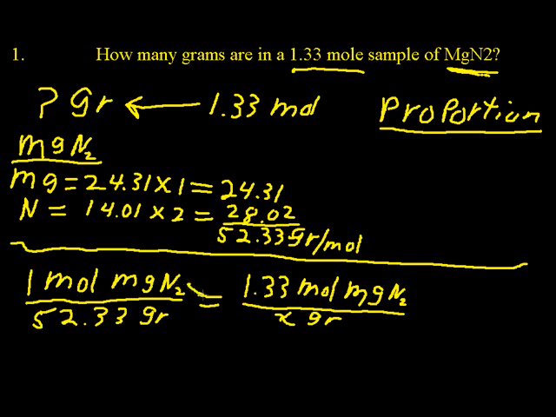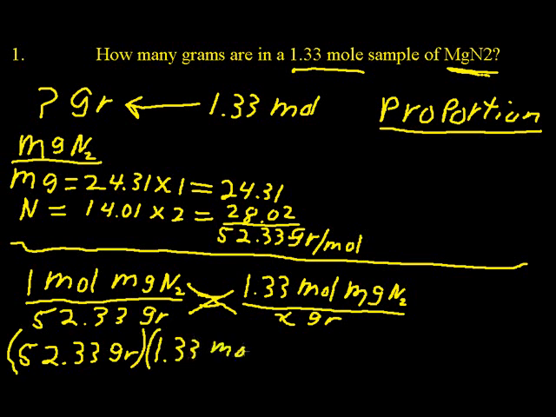And now I'm going to cross multiply these two items. The way I would set that up is as follows. I would write down 52.33 grams, and I like to use parentheses here to set it apart, and that's going to be multiplied times 1.33 moles. To save space, I'll just list it that way. Now that's going to be equal to X grams times 1 mole.